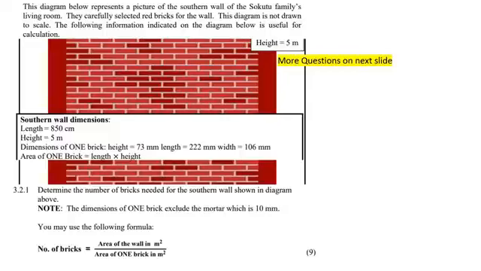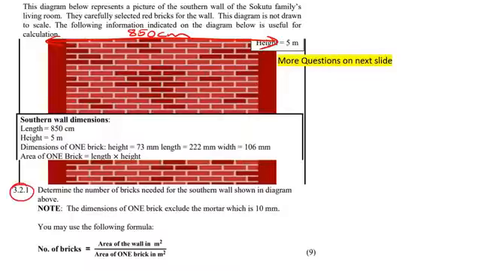Okay, so we know that this height is 5 meters, the height of the wall. They also tell us the wall dimensions, we've got a height of 5 meters. So that's the height of the wall itself. The length is 850. So that would be that part over there, 850. And then they give us the dimensions of a brick. And then they also give us the area of a brick. I'll explain that now if we need to get to that.